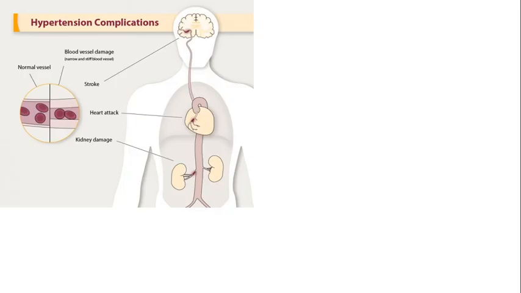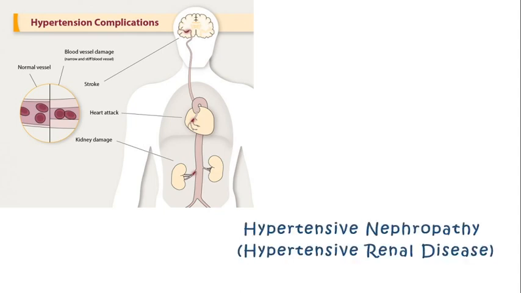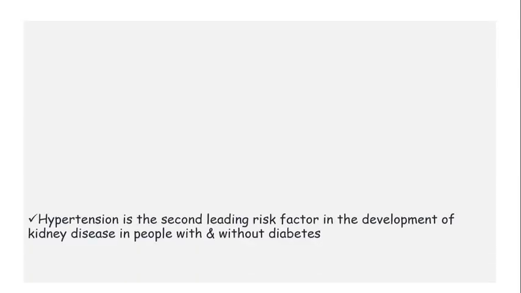So now we'll see hypertension. Now when there's persistently elevated blood pressure, that is called hypertension. So when there's hypertension, it can make dilated blood vessels in the brain rupture, causing hemorrhagic strokes. It can cause heart attacks, and at the same time it can damage the blood vessels. It can make blood vessels rupture. And another complication of hypertension is damage to the kidneys. So when the kidneys are damaged due to hypertension, that is called hypertensive nephropathy or hypertensive renal disease.